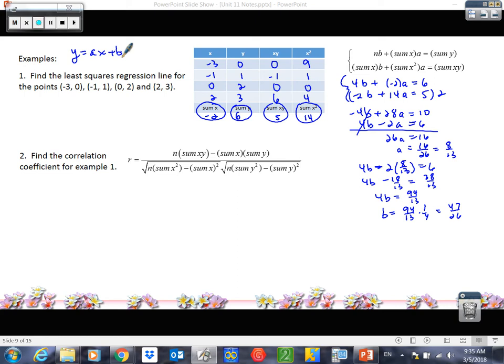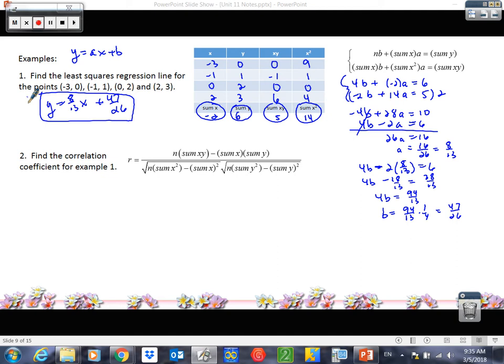So our a would be 8/13. So y equals 8/13 x, and then our b is 47/26. And this is our least squares regression line. Okay, so we were able to calculate that using the formula by hand. And in just a moment, we'll let the calculator calculate it, and you'll see it's the same thing.